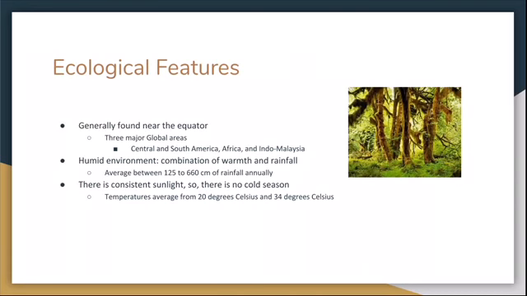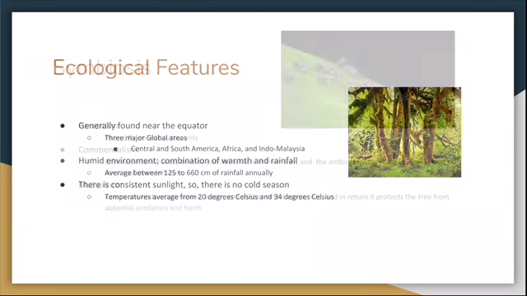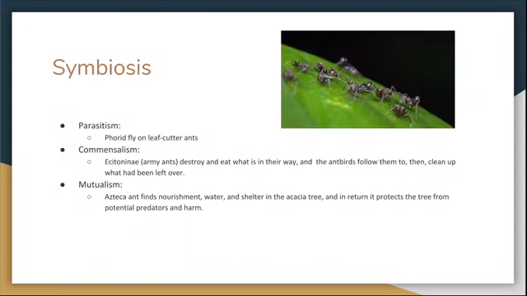The rainforests are generally found near the equator. There are 3 major global areas that rainforests are found in. This includes Central and South America, Africa, and Indo-Malaysia. Rainforests are known for the humid environment, which is a combination of warmth and rainfall. The average rainfall is between 125 to 660 centimeters of rain per year. There's also consistent sunlight, so there is no cold season in the rainforest. Temperatures average from 20 degrees Celsius to 34 degrees Celsius, which makes it a nice place for butterflies to live.